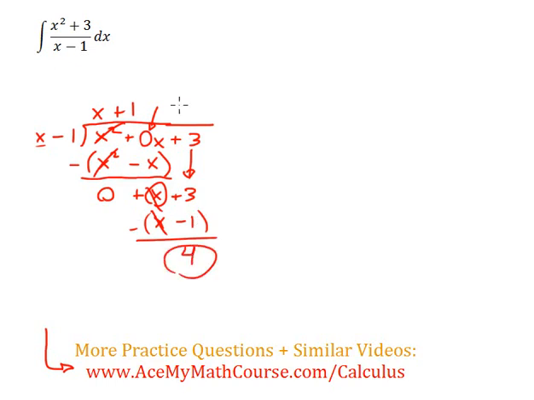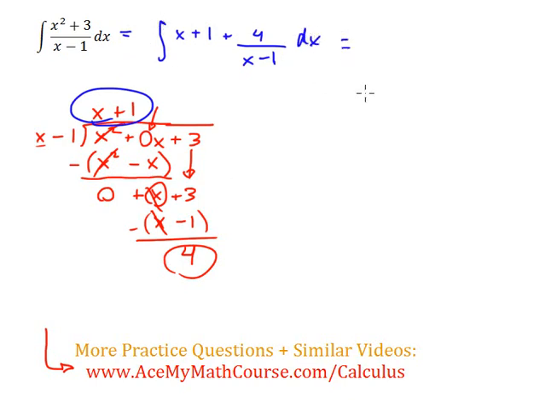What does that mean? I can rewrite this fraction essentially as x plus 1 plus 4 over x minus 1. Don't forget the differential dx. And look at that. That's going to make it a lot easier for us now to evaluate the integral, won't it?